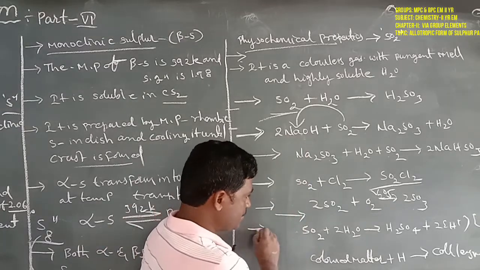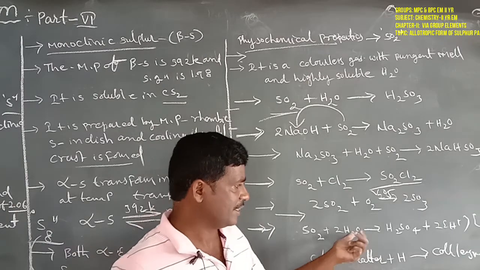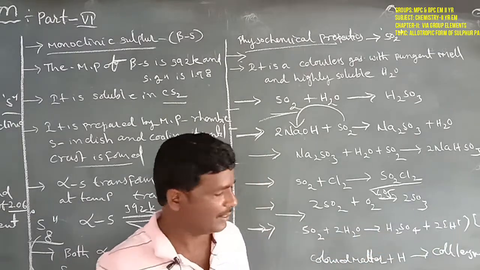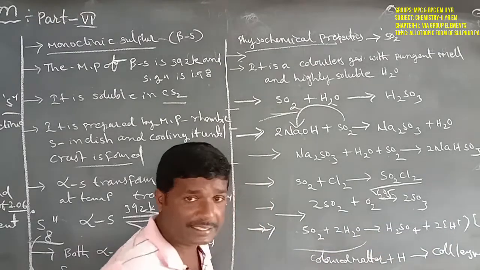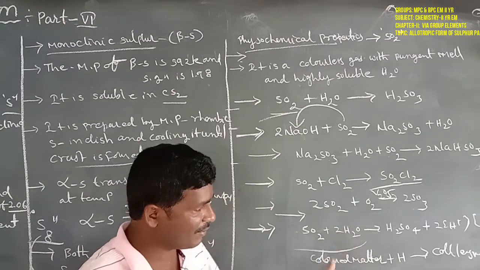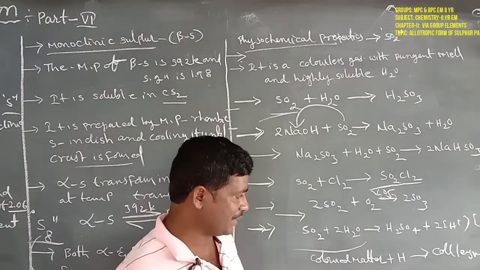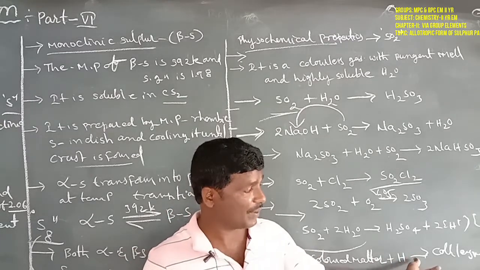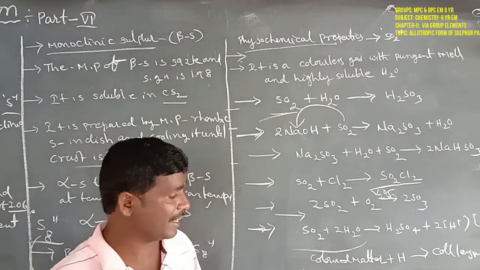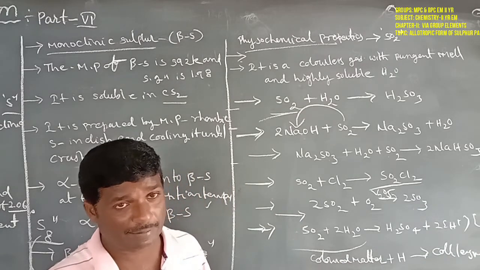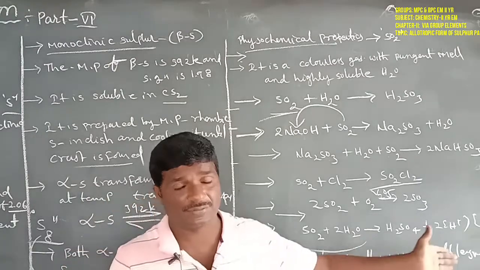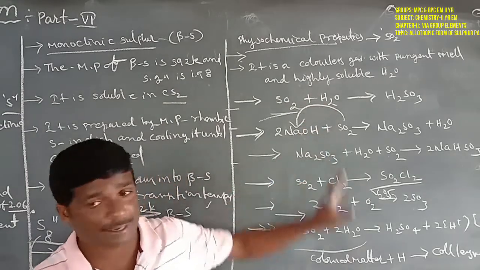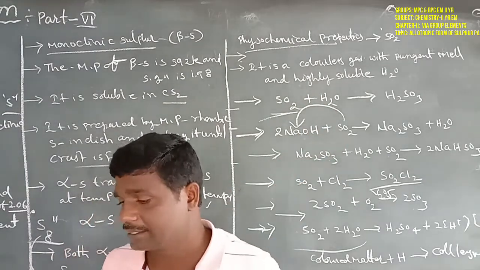Next, sulfur dioxide dissolves in water to form sulfuric acid and H+ ion. That is the bleaching reaction. Sulfur dioxide dissolves in water to form sulfuric acid, and a colored compound reacts with hydrogen, forming a colorless matter. That is also known as a physicochemical property of sulfur dioxide.